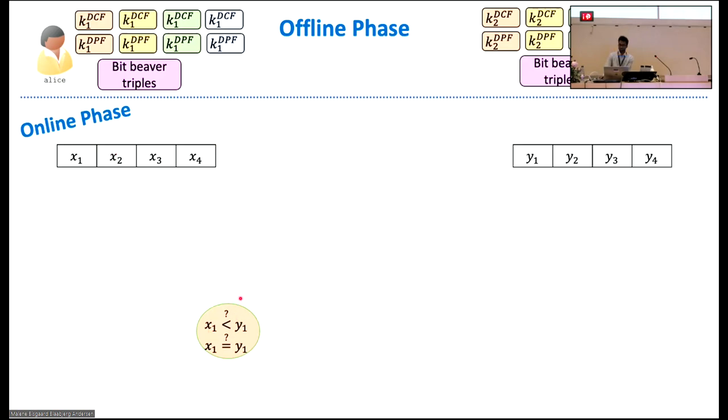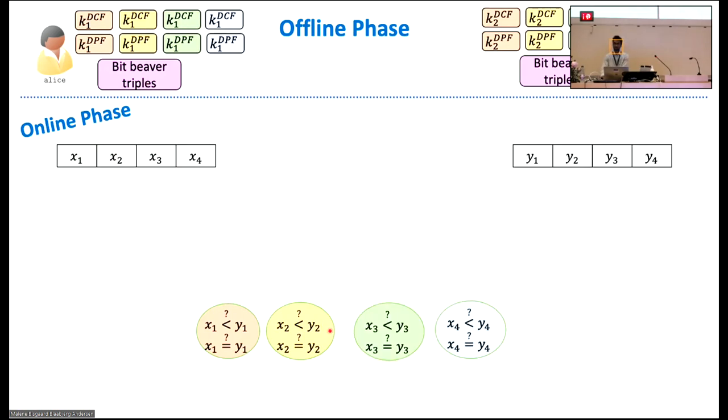These are small strings, remember, and for this, they will use the orange pre-processing FSS material, the DPF and DCF keys, to do this efficiently. Similarly, they will compare X2 with Y2 using the yellow DCF and DPF keys, and so on. So now we have done the smaller string comparisons using FSS very efficiently.